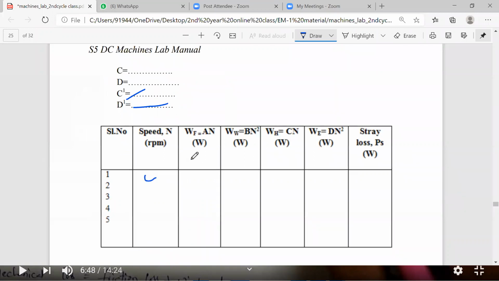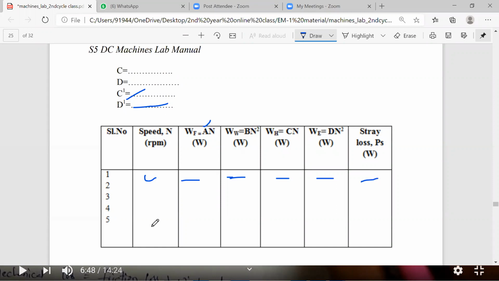suppose at this speed, we know the A value is calculated from the above calculations. We know the N value here, and WF is calculated. W is calculated. Friction loss is this one. Mechanical losses, hysteresis losses, eddy current losses, total stray losses are at this one.